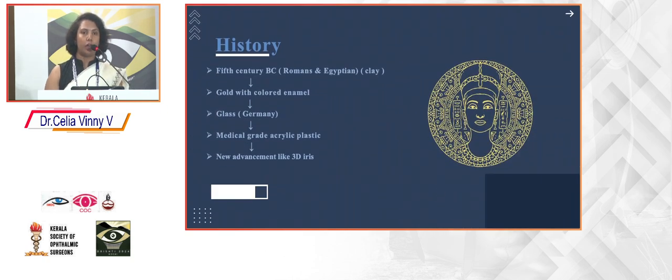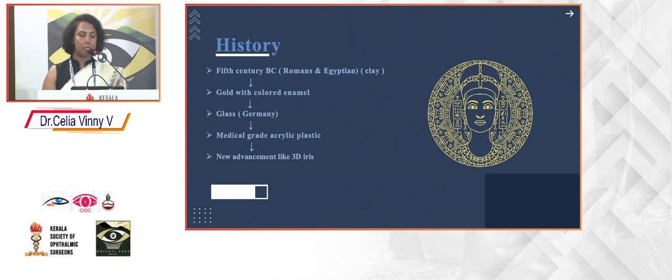Usually in the 5th century, people had disfigured parts in their face. So in ancient times, in Roman and Egyptian, they used to cover the socket or put something inside the socket. They used painted clay or painted cloth in front of the socket. Then in the medieval century, we invented metal. They used gold with colored enamel. And in Germany, glass blowing techniques happened. So glass they used to use.